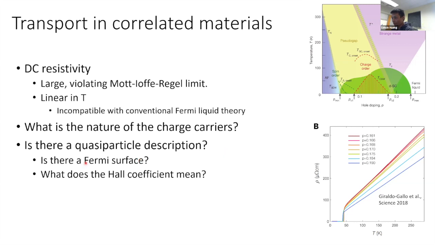And later, in the last part of the talk, I'll address the related, but not identical, questions of: is there a Fermi surface in the Hubbard model? And what does the Hall coefficient mean? Okay, so since these topics have been introduced in the last two talks, I will simply go into our calculations and present our results and discuss them.